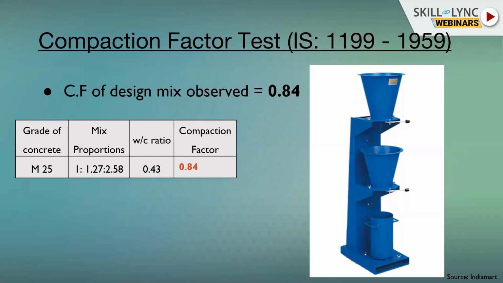compaction factor apparatus, and it has two hoppers at the top and one cylinder, and we let the concrete off by opening the flaps. We do not do any kind of compaction here. We just put the concrete in the top hopper, open the flap, it falls into the second one, then open the flap, wait for 5 seconds, open the flap, and it goes into the cylinder. Then we check the workability from the compaction factor.